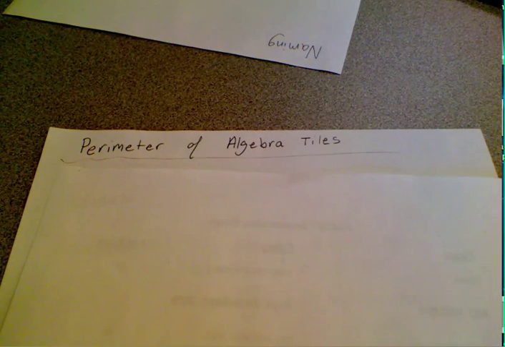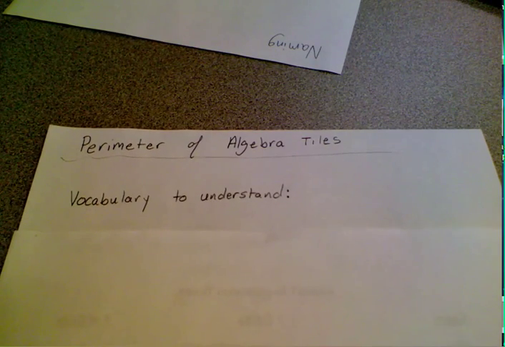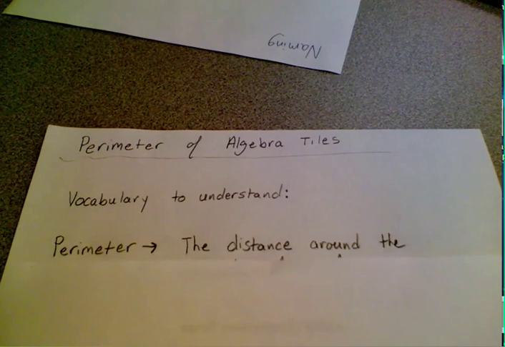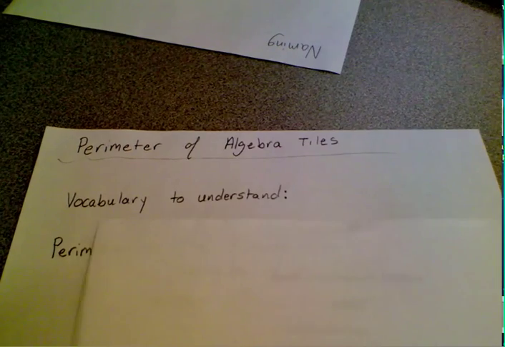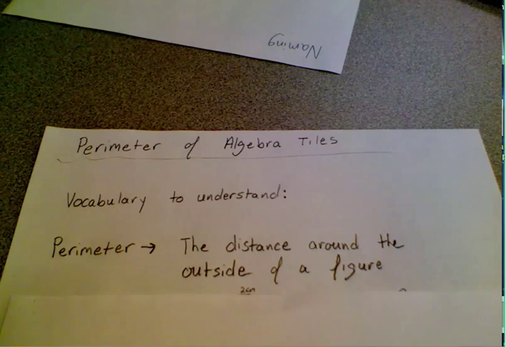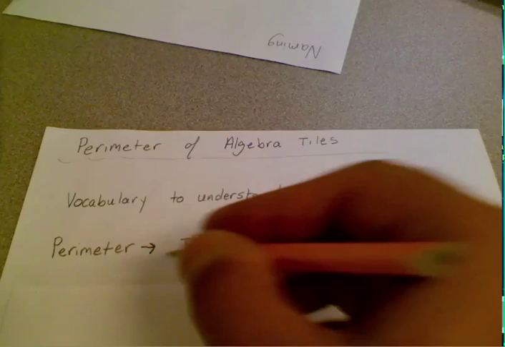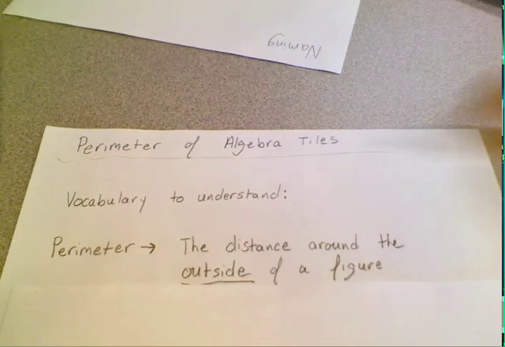Hi guys, today's lesson is over perimeter of algebra tiles, and there's going to be some key vocabulary that you're going to need to understand when we're talking about perimeter of algebra tiles. First off, perimeter. Make this distinction between perimeter and area here. Perimeter today is the distance around the outside of a figure. Notice the key word being outside there.